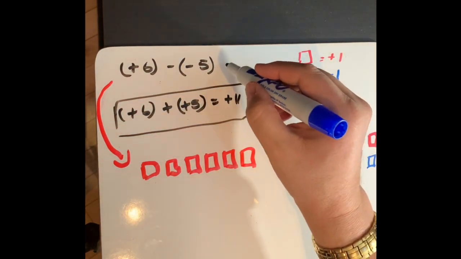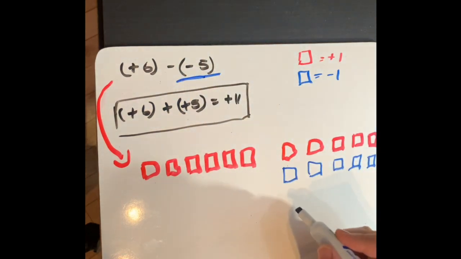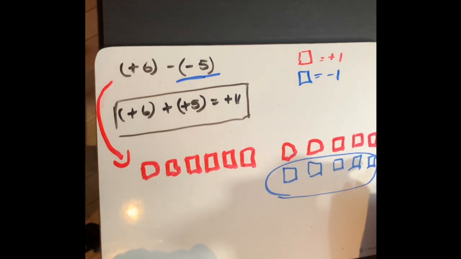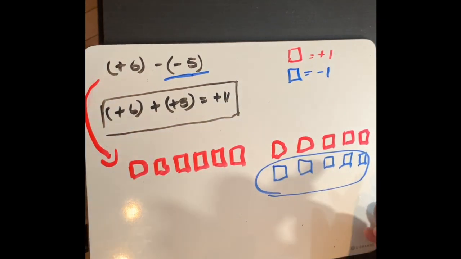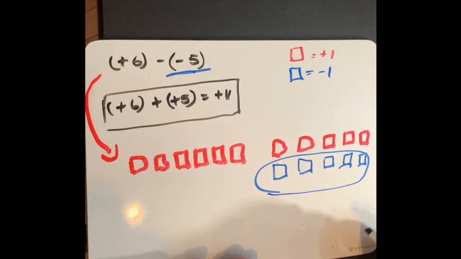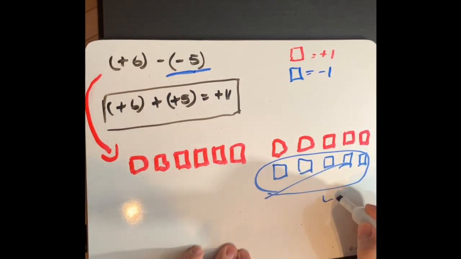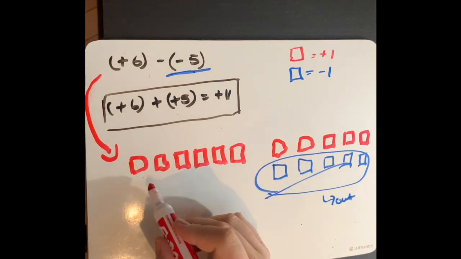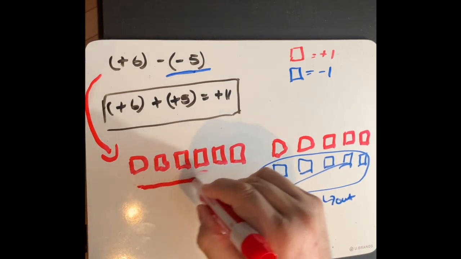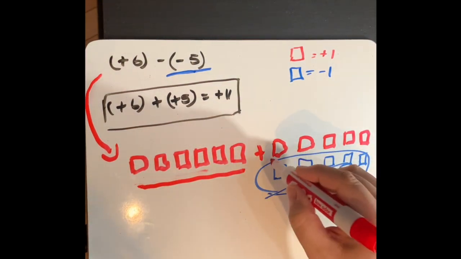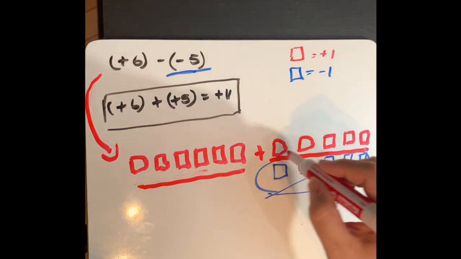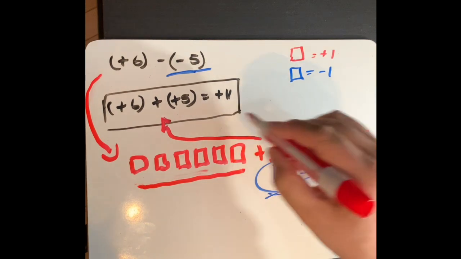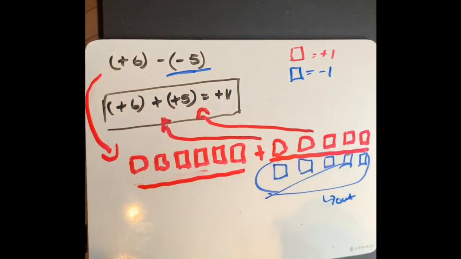Now, according to this equation, I need to take away 5 negatives. So here's my 5 negatives that I need to take away. Hopefully you can see that. Those are my 5 negatives that need to be taken away. I will take those out. And you can see that I am left with the initial 6 positives plus these other 5 positives. That's why this sign changes, and this goes from a negative to a positive.